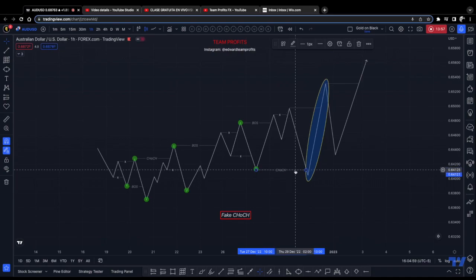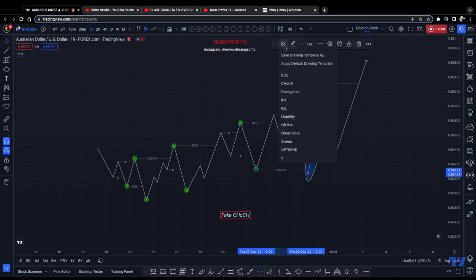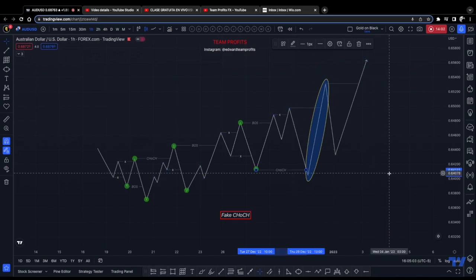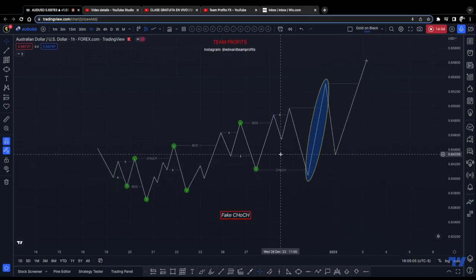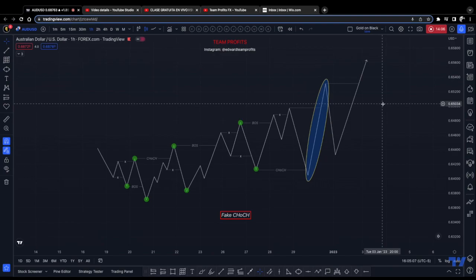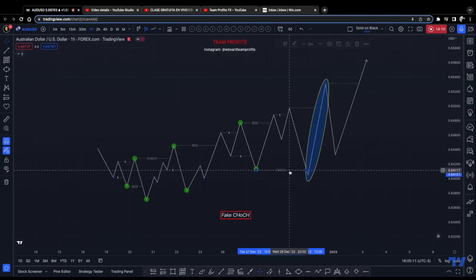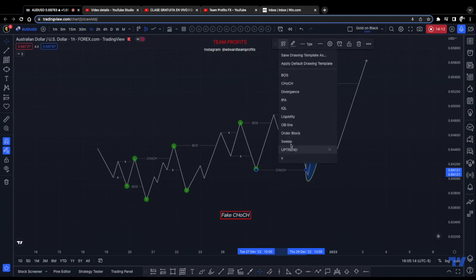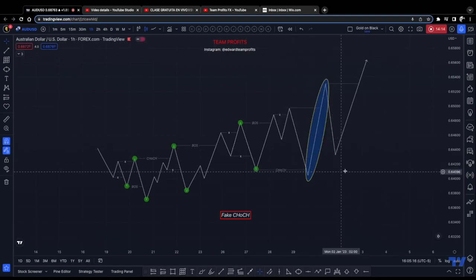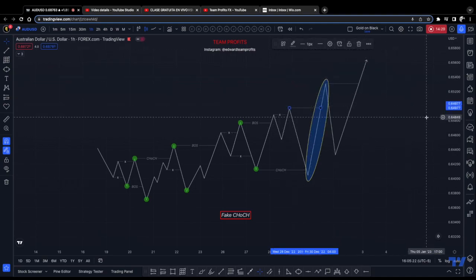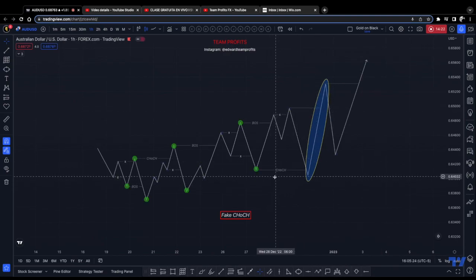Okay, this is a fake change of character, also known as a sweep. Okay, it's very slow right now. It's not letting me. It's not loading up, but it will show. Come on. Let's just wait for a few seconds. So this is known as a sweep, just basically liquidity taking.